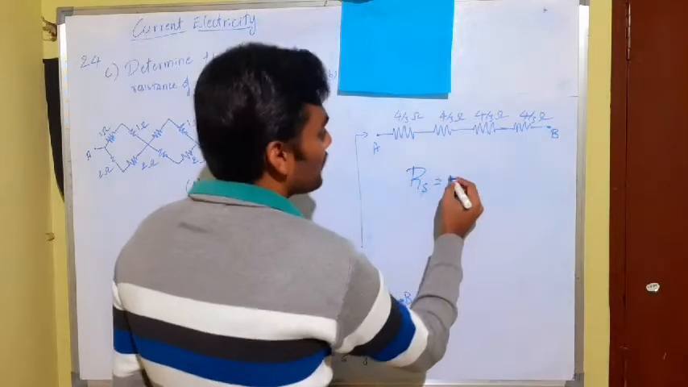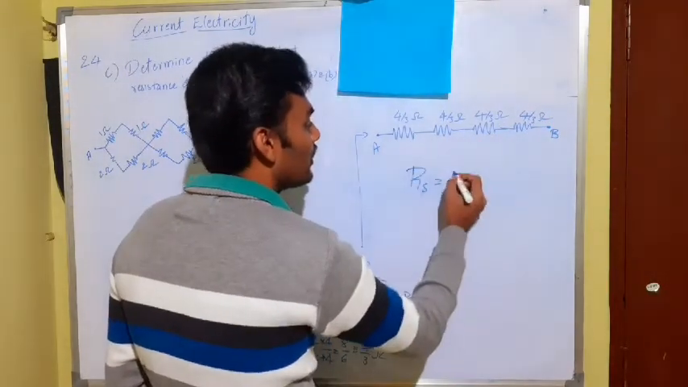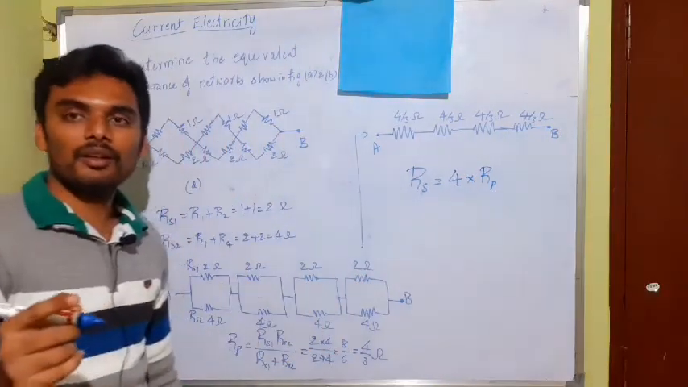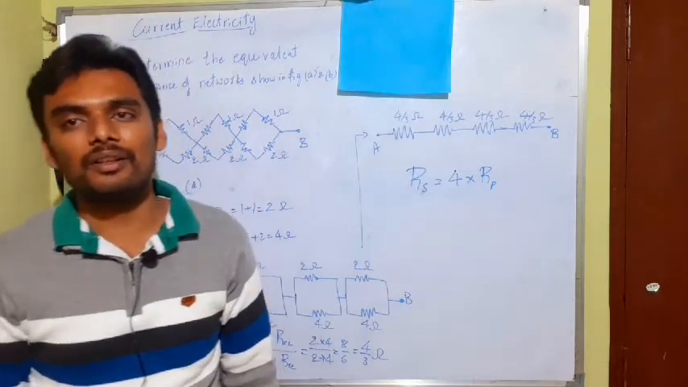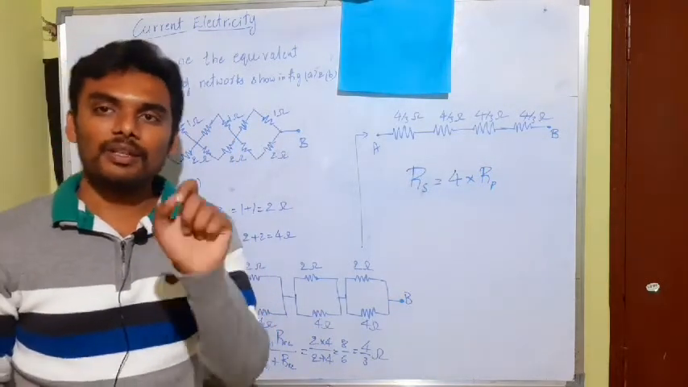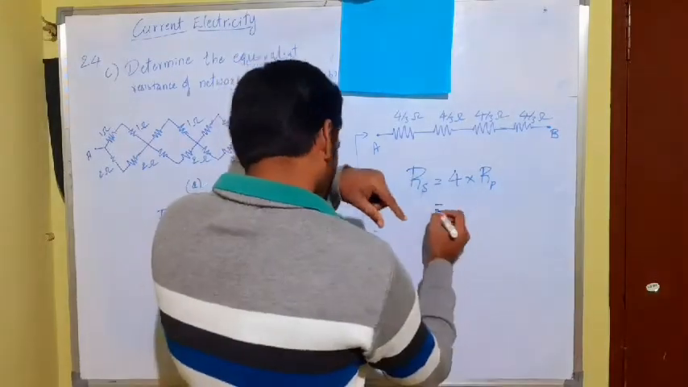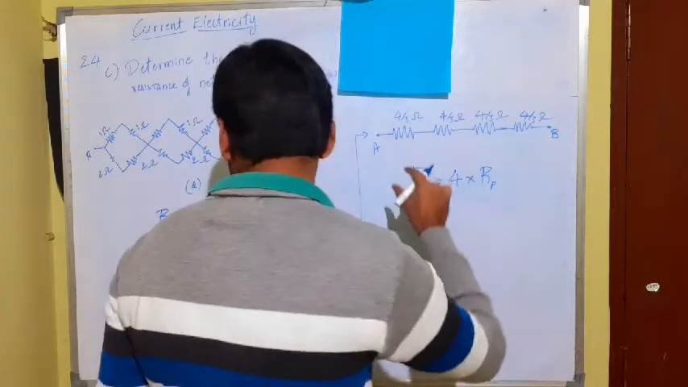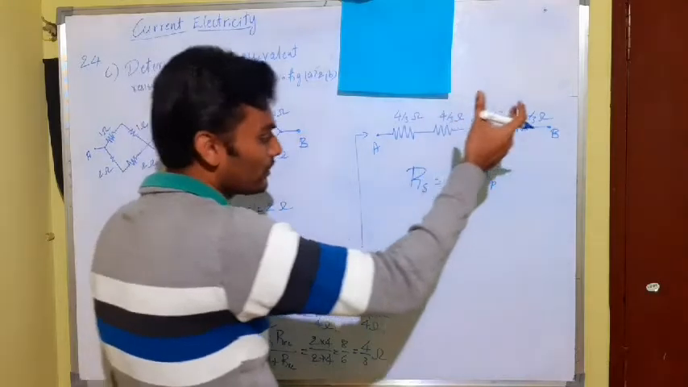So RS is equal to how many resistors? 4 resistors. So 4 times RP. Remember, when you have n equal resistances in series, the effective resistance is RS is equal to NR, isn't it? So similarly here, RS is equal to N is 4, resistance R is RP. Since I named this RP, I kept it. You can keep it R, that's also fine.